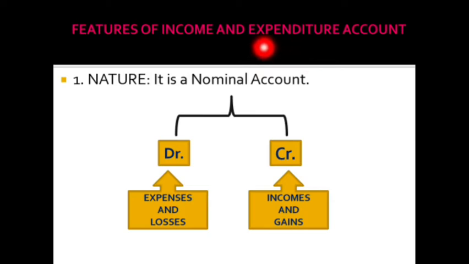In our income and expenditure account debit side, we will record all the expenditure, that is expenses and losses. And in the credit side, we will record all the income and gain. So what is the nature of income and expenditure account? It is nominal nature, a nominal account.